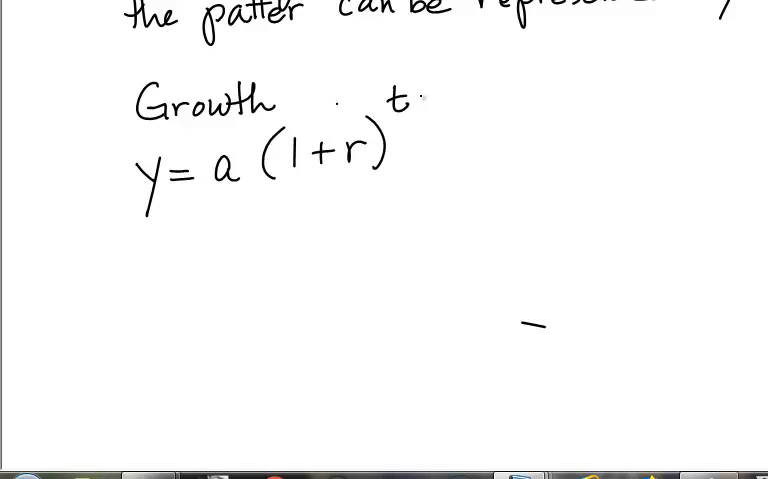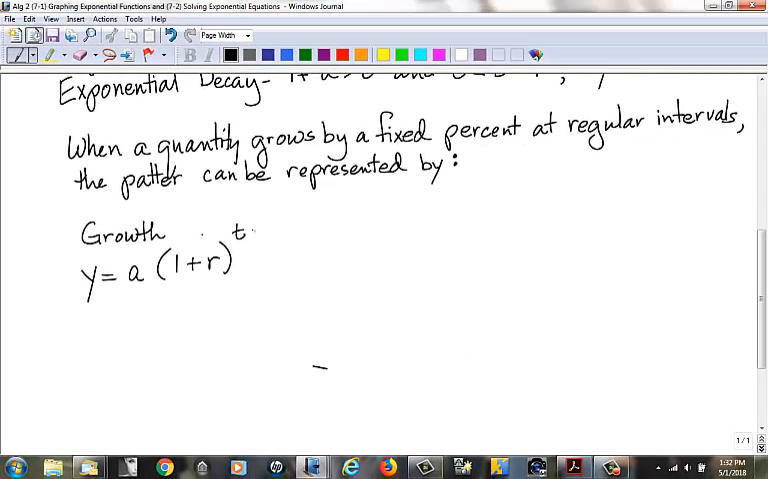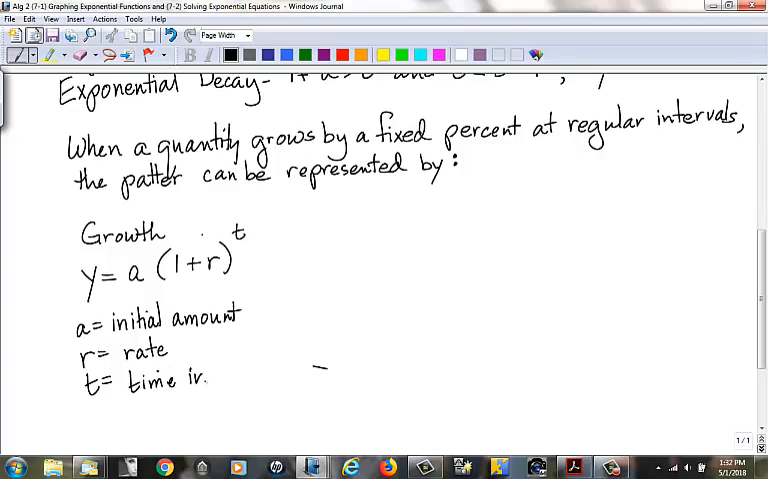On the calculator, we're going to change that t to an x. The a is the initial amount, the amount that you start with before you're measuring the growth or decay. The r is the rate, or your percent, and you'll change it to a decimal. The t is the time in regular intervals.